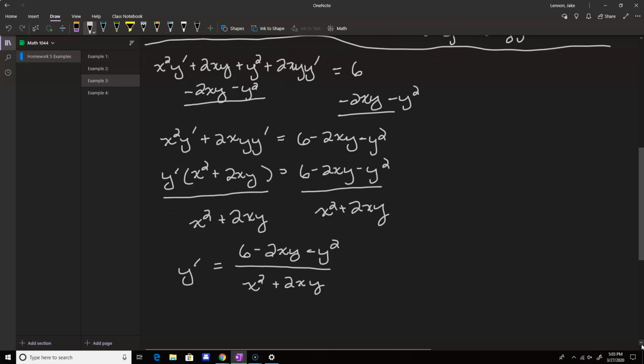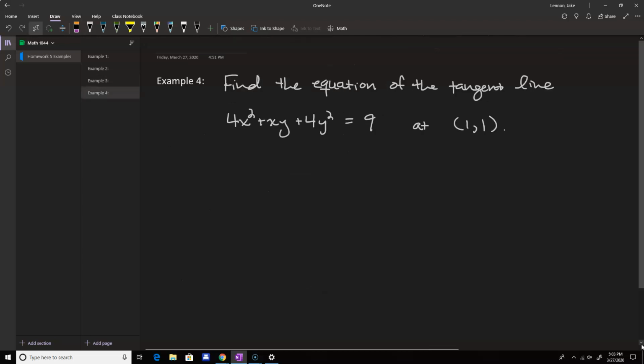Okay, so the next example, let's look at that. So the very last one. We want to find the equation of a tangent line, and we're given a function that we can't solve for y, so we're going to have to use implicit differentiation.